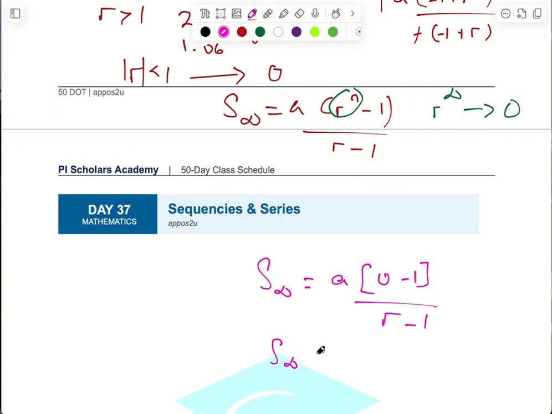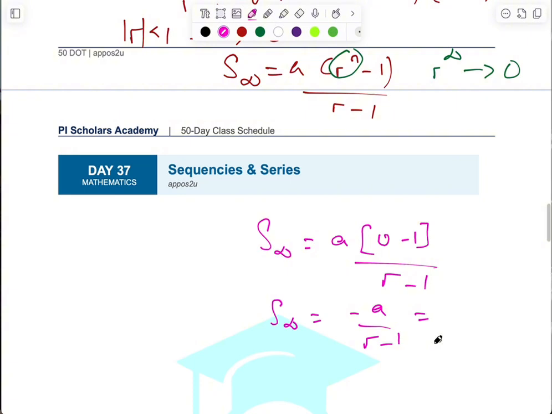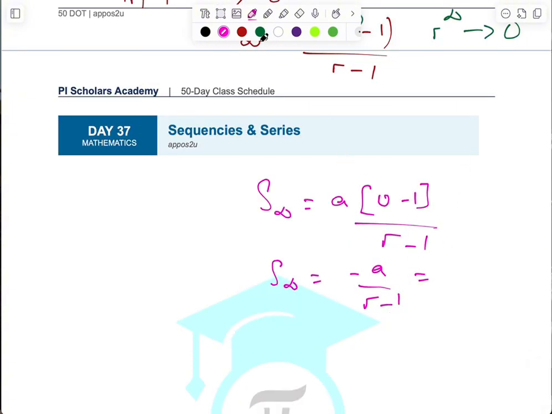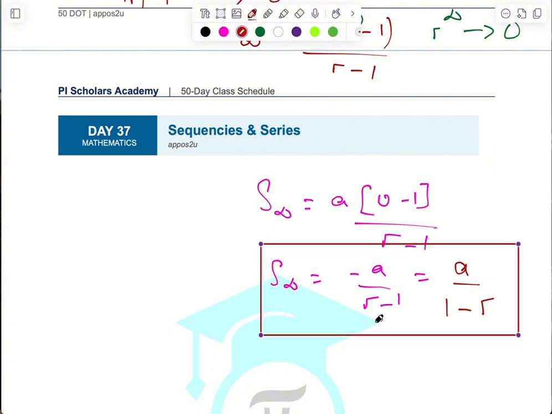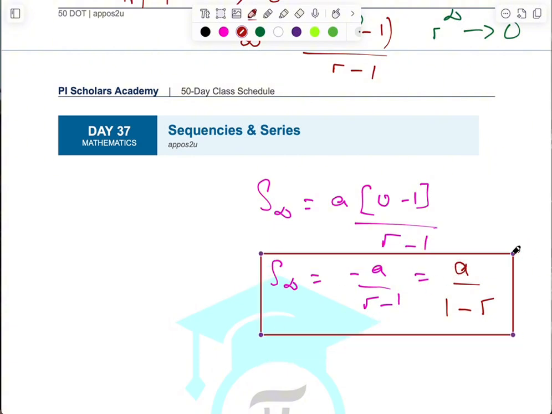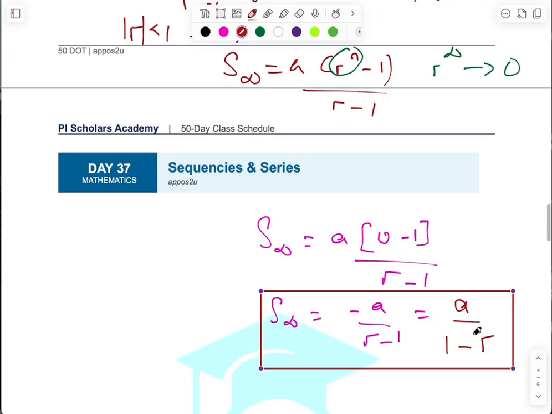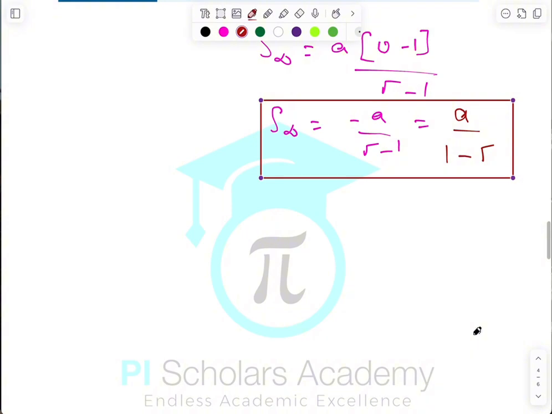So sum to infinity will now be negative 1 times a, that's negative a divided by r minus 1. If you decide to multiply both numerator and denominator by the negative sign so that you can let it disappear from the numerator, the numerator will have a positive sign and the denominator will be negative r plus 1. So a divided by 1 minus r. And this is how you find the sum to infinity of a geometric series or of a geometric progression. And that's basically all it is about arithmetic progression and geometric progression.